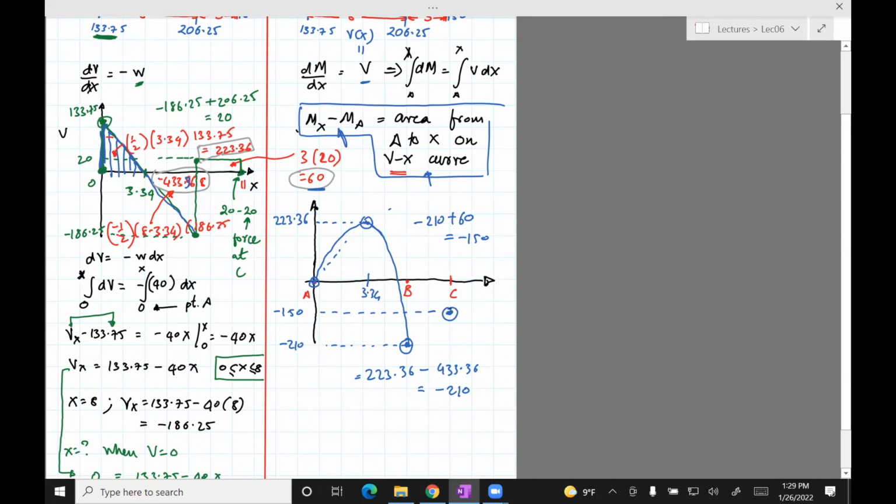And now the question is, how would you join the points from B to C? You look at the VX curve, it's a straight line, but it's a constant. If it's a constant on the VX curve, then it should be a straight line on the MX curve. Because again, if V is constant, then integral of V dx becomes integral of dx. Integral of dx is x, and so it's a straight line. So I just need to draw a straight line.